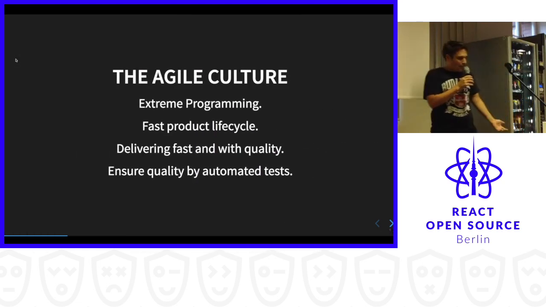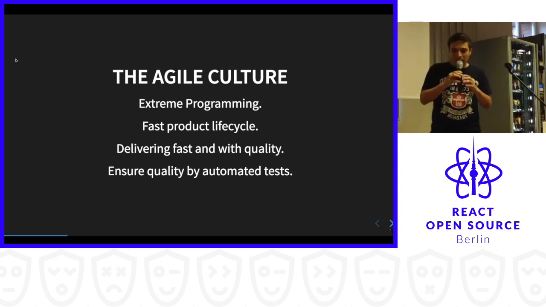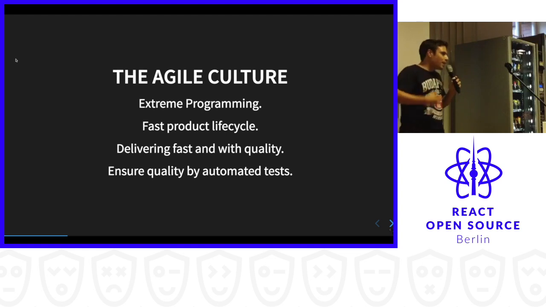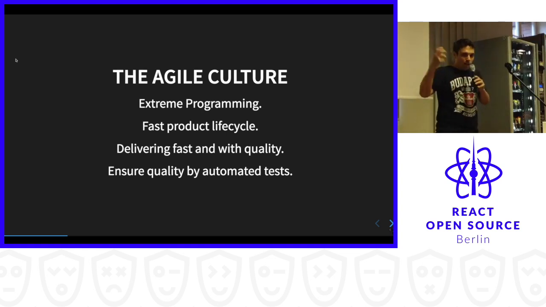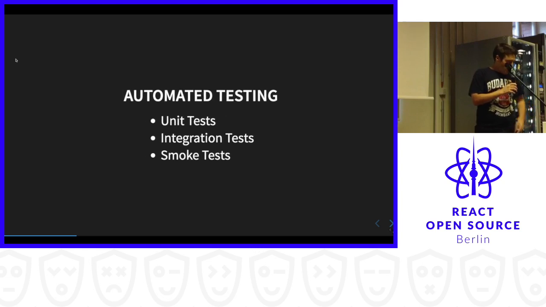And then came the agile culture, which was the idea of releasing fast, changing fast, really fast life cycles, and in order to keep the quality, they came up with this idea of automating whatever was possible, testing, DevOps, whatever, in order to have these fast cycles.